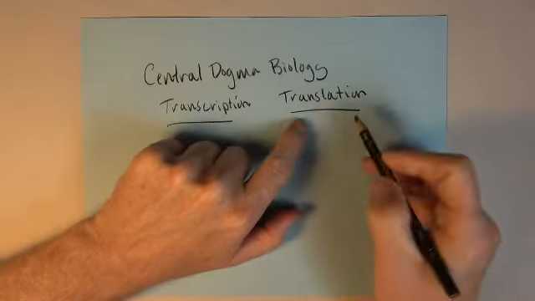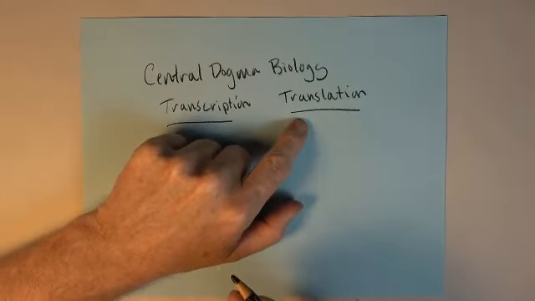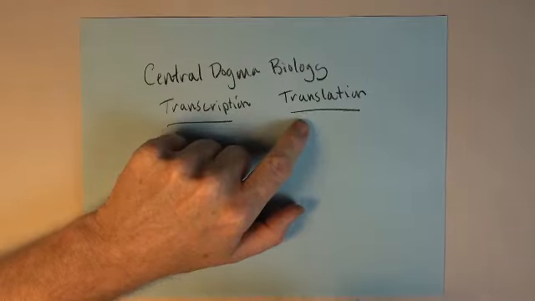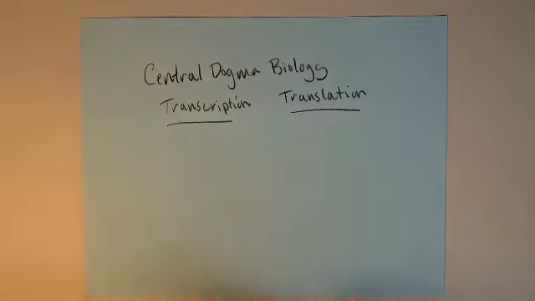Translation is taking that mRNA and converting the nucleotide sequence into an amino acid sequence. So we basically convert it into a protein. And that's done in a ribosome. And in a eukaryotic cell and prokaryotic, it's also done in the cytoplasm.